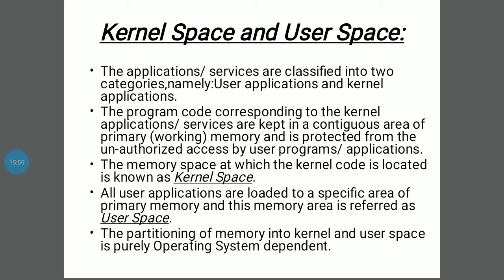So in the primary memory, however much memory might be given to kernel and user, the main essential services, the essential application services which have to be protected, will be in the kernel, and user applications will be in the user space.